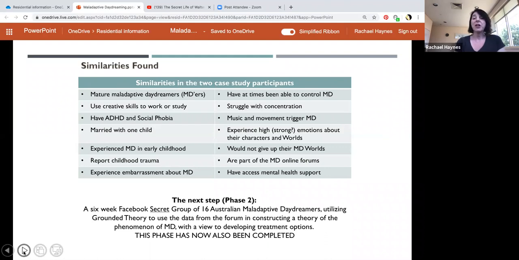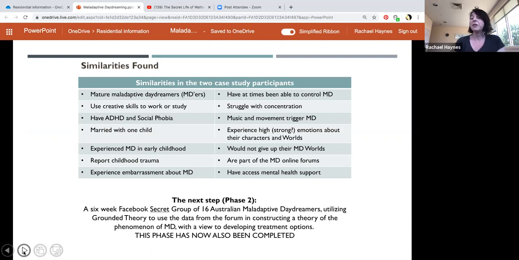Both reported childhood trauma. Both had experienced embarrassment about their maladaptive daydreaming. They each had at times been able to control their maladaptive daydreaming. Now, for the second person, she'd been able to turn it on and off at will for 25 years, just like tuning into a game. Both of them had struggled with concentration and both experienced music and movement triggers of their maladaptive daydreaming.